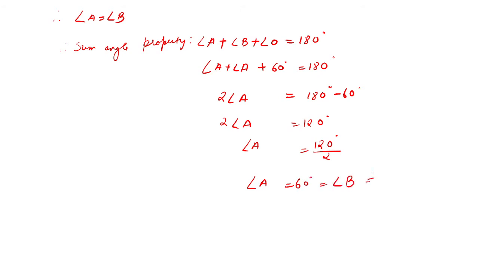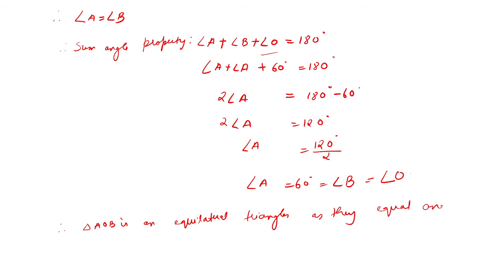But we also know that angle O is 60 degrees. Therefore, triangle AOB is an equilateral triangle. This is how we prove that it is an equilateral triangle, as they have equal angles. Clear? Equal angles. If they have equal angles, it also implies that it has equal sides. Okay, we'll be using this. Therefore, area of the design is what?